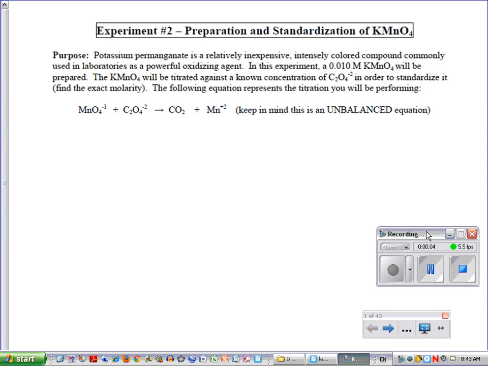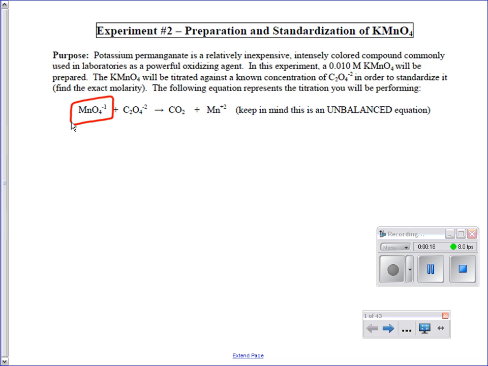Okay, so in experiments number 2 and number 3, the ultimate goal is to determine the amount of oxalate in your crystal. Starting with experiment number 2, the goal of this experiment is to standardize the permanganate that you guys made.